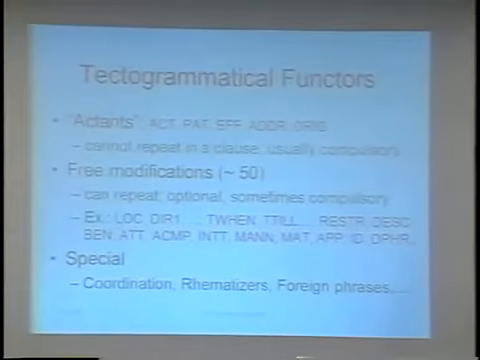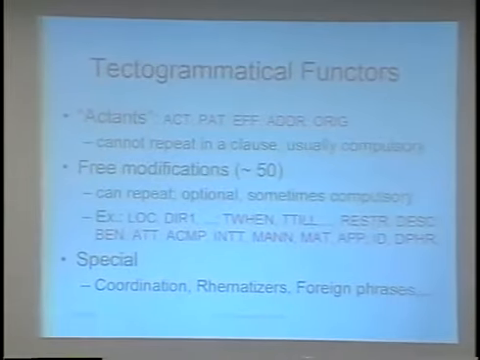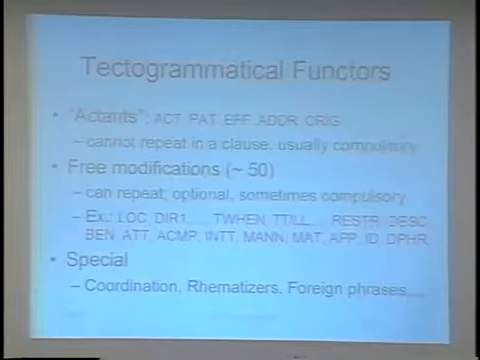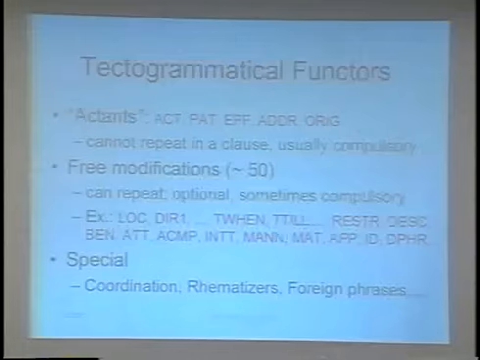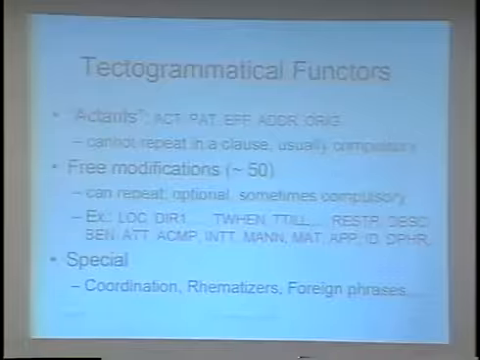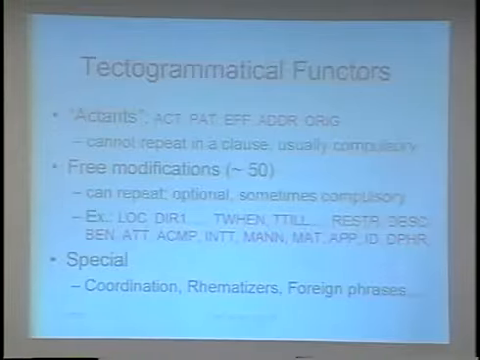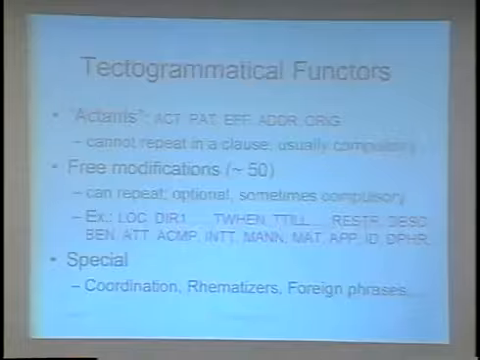So here, just to get an idea of what the set of functions is, we have about maybe 60 functions total. The first line shows the typical complements of a verb. And these have the specific property that they cannot repeat for a given verb in a clause. It doesn't say too much, but it's just an interesting property of those 5.